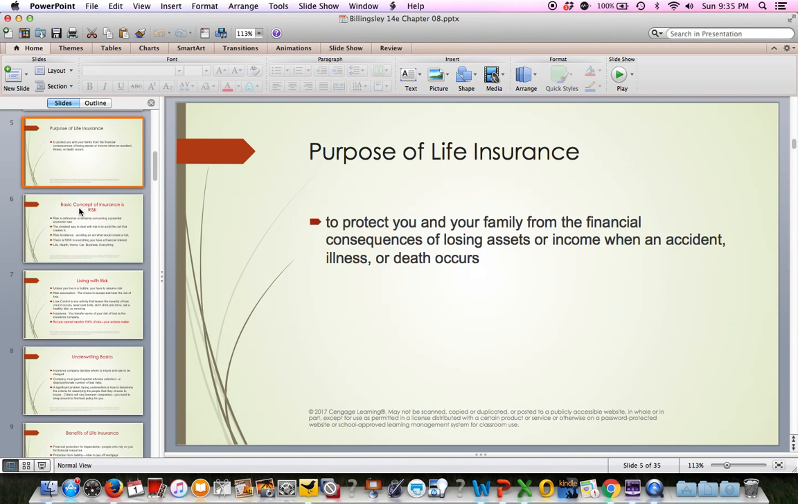The purpose of life insurance, I've already kind of mentioned that. It's to protect you and your family from financial consequences of losing assets or income when an accident, illness, or death occurs. Okay, so basically it's replacing the income of that wage earner. And it says here accident and illness also. You can buy disability insurance. So if you are disabled, either short-term, long-term, or permanent, insurance can replace your income. What you normally made per month, disability insurance can potentially make up for you.